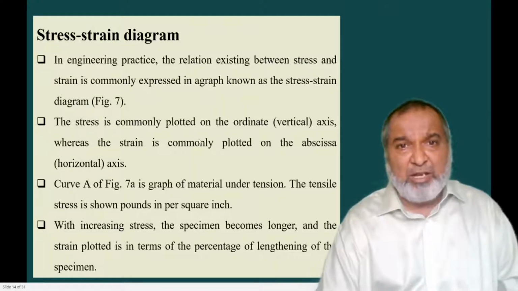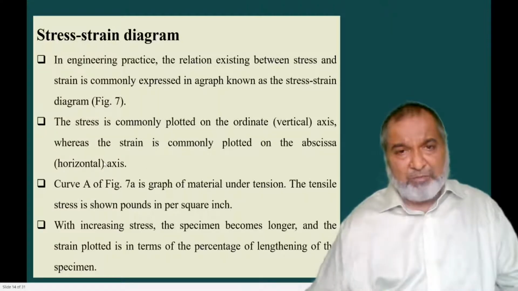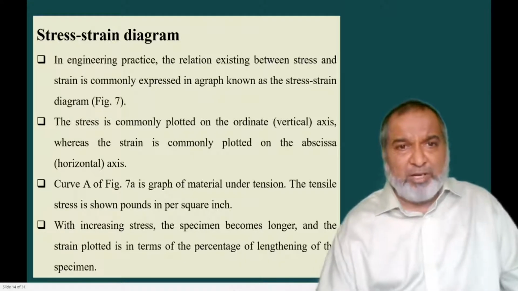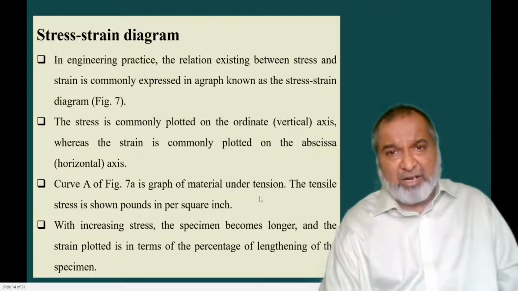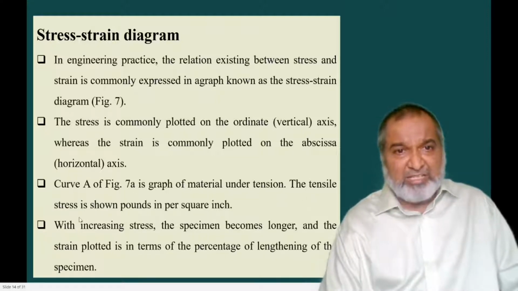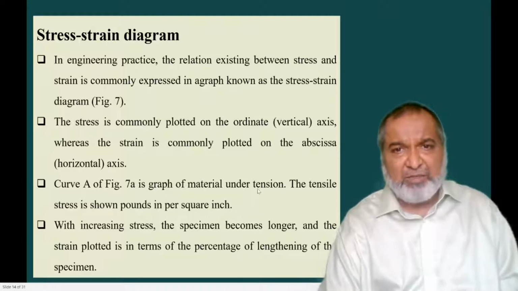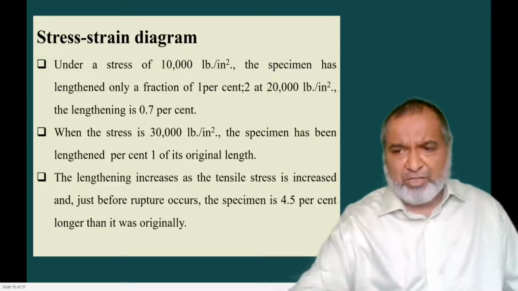The stress is commonly plotted on the ordinate, the vertical axis, whereas strain is on the horizontal abscissa, as a percentage: 2, 3, 4. Shortening will be given. Curve A in the graph shows a material under tension, and the tensile stress is shown in pounds per square inch. We will see that in the next slide. That is a graph where tension is applied. With increasing stress, the specimen becomes longer, and the strain is plotted in terms of percentage lengthening of the specimen.